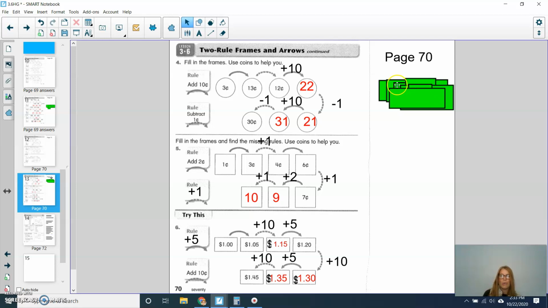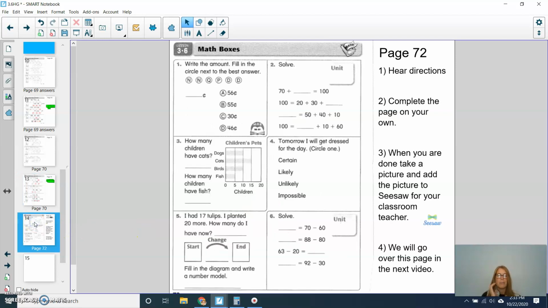All right, boys and girls, we will work more on frames and arrows in future lessons. But the last thing we'll do today is talk about our math boxes. So if you can turn to look at page 72. When you're all done with this page, if you can take a picture and add the picture to Seesaw from your classroom teacher, we will go over this page in our next video.